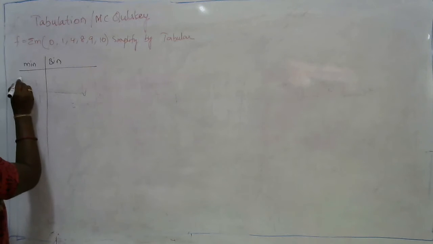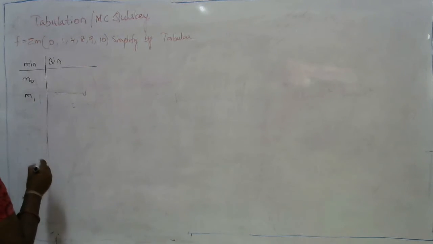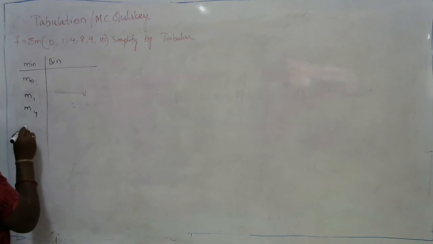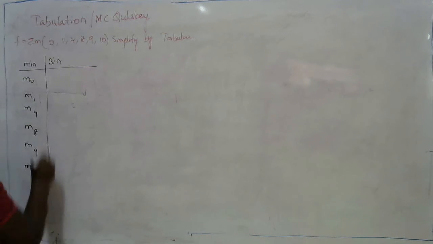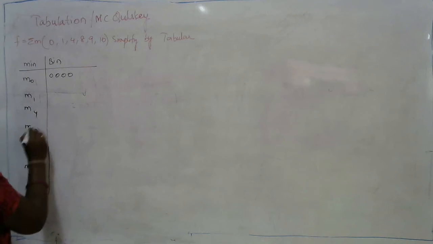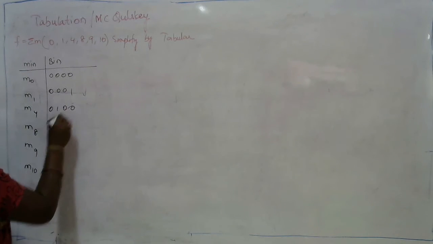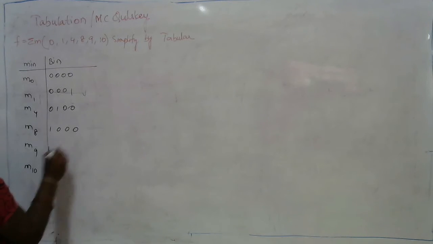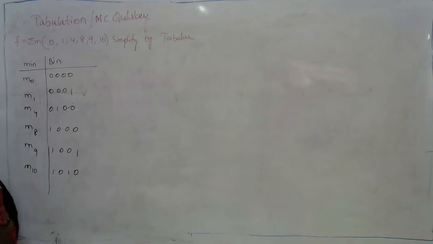So here the first minterm is M0, next is M1, M4, M8, M9 and M10. Write down the corresponding binary equivalents: for 0, 0000; for 1, 0001; for 4, 0100; for 8, 1000; for 9, 1001; for 10, 1010.